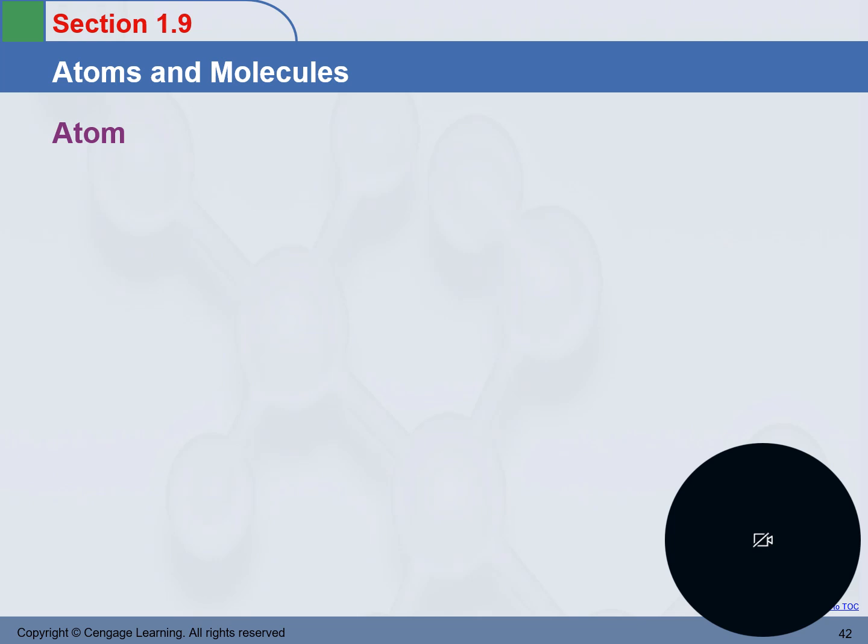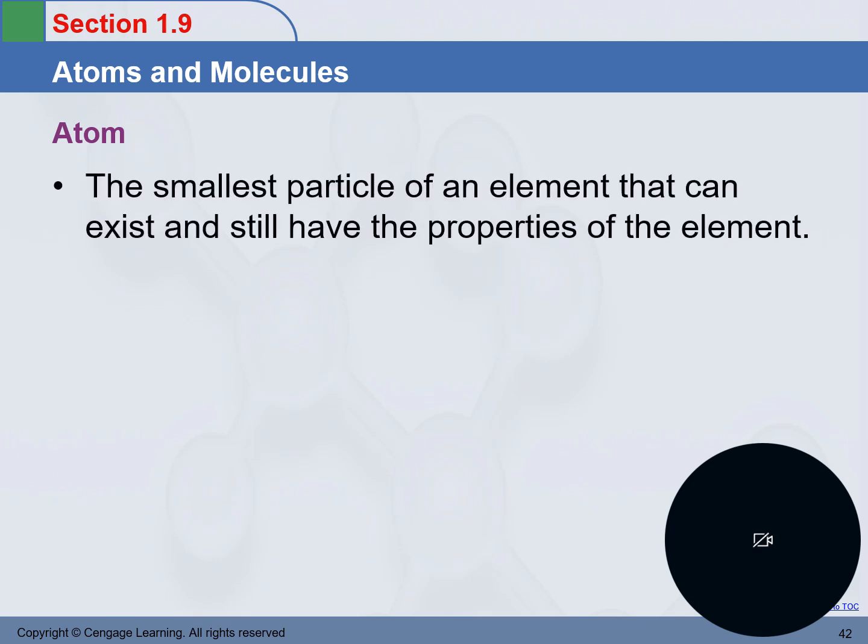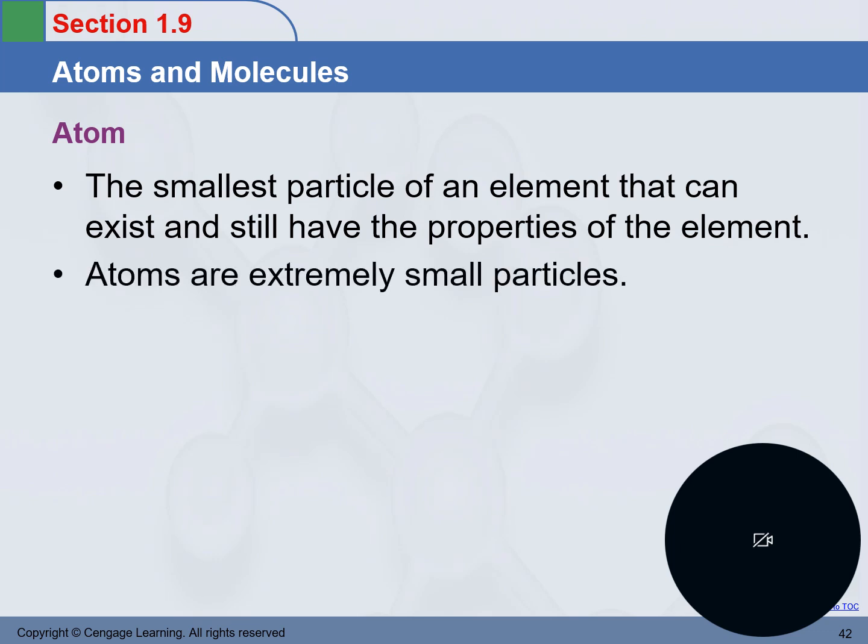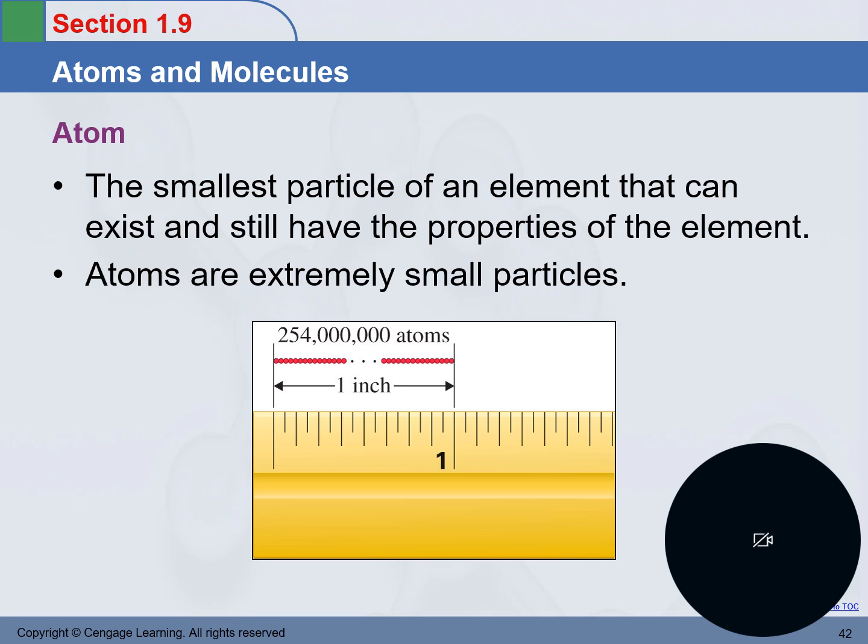On to our last section of chapter 1. Thanks for bearing with me. To define an atom, this is the smallest particle of an element that can exist and still have the properties of that element. They're extremely small, nothing that we can even visualize. In fact, if we were to look at 1 inch, it would be 254 million atoms that could line up next to each other. And sometimes books might put this in scientific notation, so it would be 2.54 times 10 to the, in this case, 8th atoms across that particular inch.